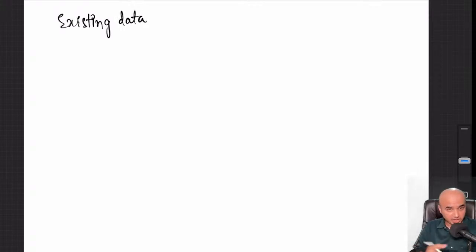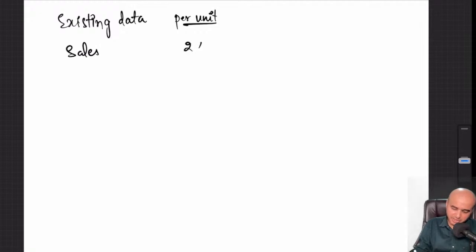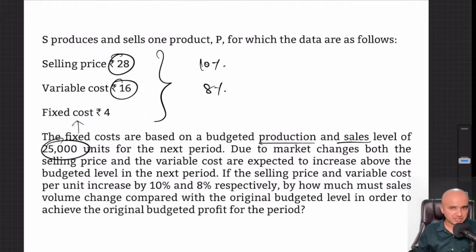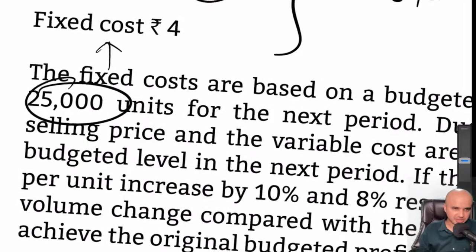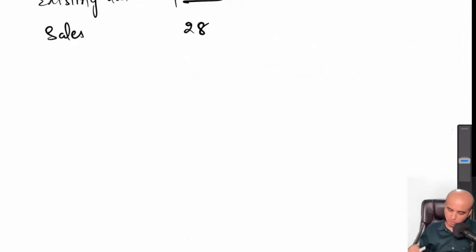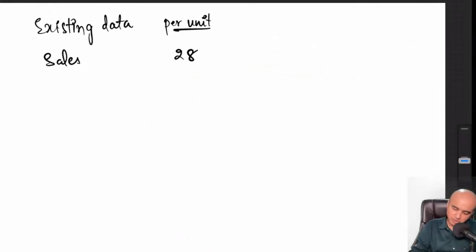Okay. According to existing data, sales is how much? Let me write down the per unit thing here. Sales per unit is 28. That means we are charging 28 rupees per unit sold. Likewise, how many units are we proposing to sell? Right now we are proposing to sell 25,000 units. It's mentioned here in the problem. So what I will do is I will write down 25,000 units.